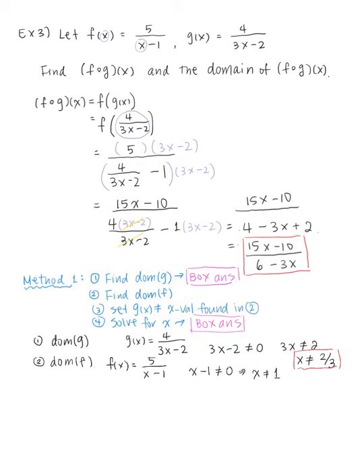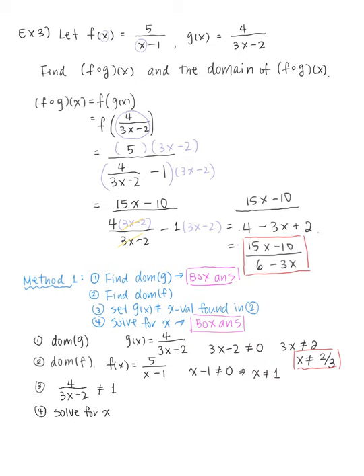All right, now step 3 is this. It says set g of x, which is 4 over 3x minus 2, not equal to the x values found in step 2, which will be 1. So what you need to do is bust out your g of x, which is 4 over 3x minus 2, and write that it does not equal this x value found in step 2, which is 1. Okay, now step 4 is this. All you have to do is solve for x from step 3.